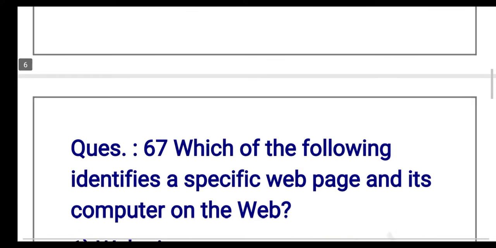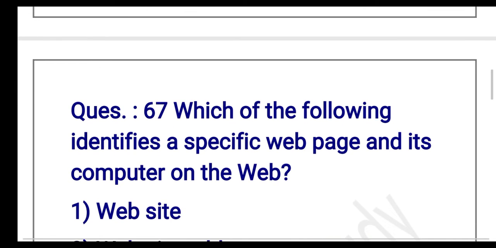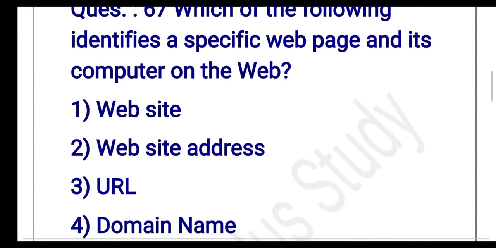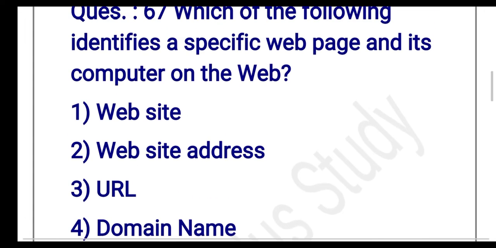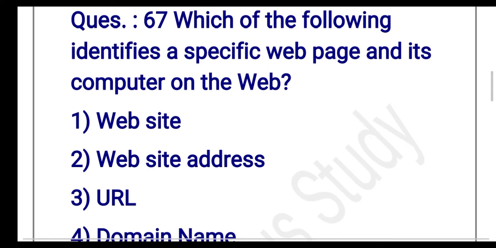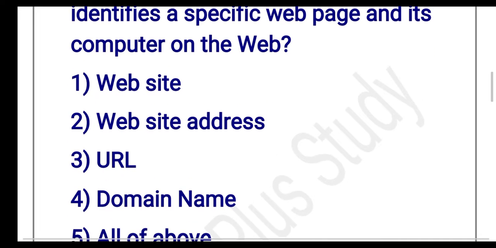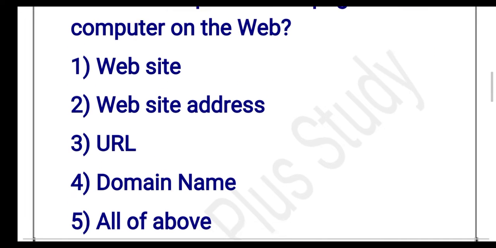Today's next question is question number 67: which of the following identifies a specific web page and its computer on the web? Options are website, website address, URL, domain name and all of the above. So what is its answer? Please comment. Its answer is domain name.